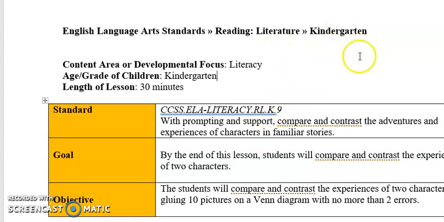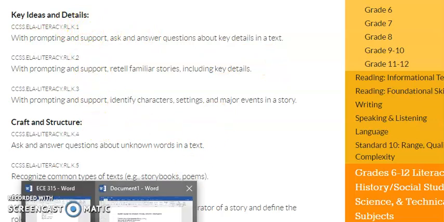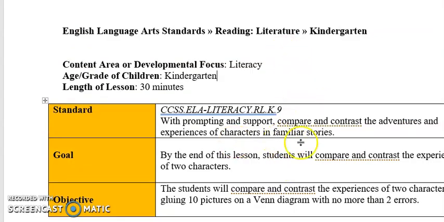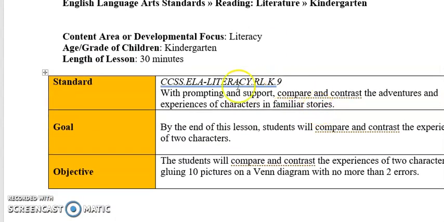Kindergarten, and then 9, it was the 9th standard. Here's all the kindergarten standards. See, 1, 2, 3, 4. It was the 9th standard in this list. So make sure that you're putting all the standard indicators in there to show exactly what you are referencing.